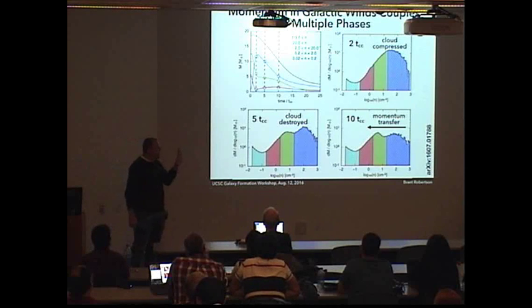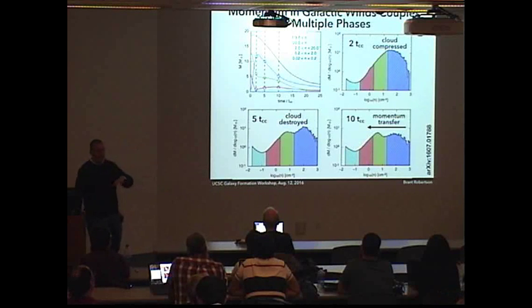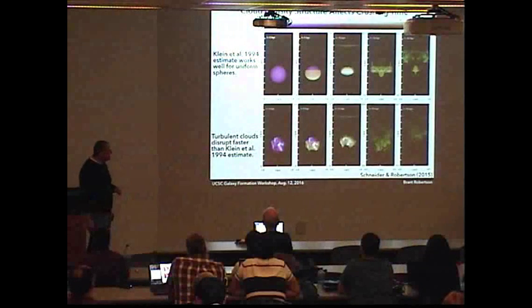There's this net momentum transfer from the dense phase to the hot phase. That dense phase is initially crushed by the hot wind that interacts with the cloud, but then as you strip away the cold material, it just goes into the lower density material.